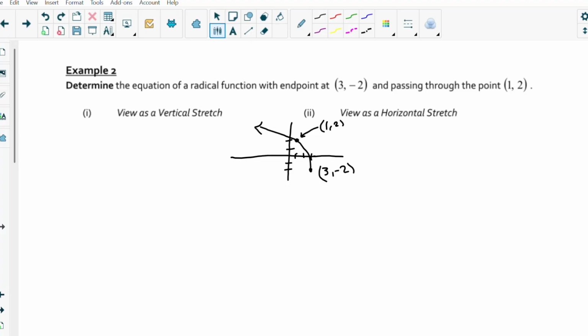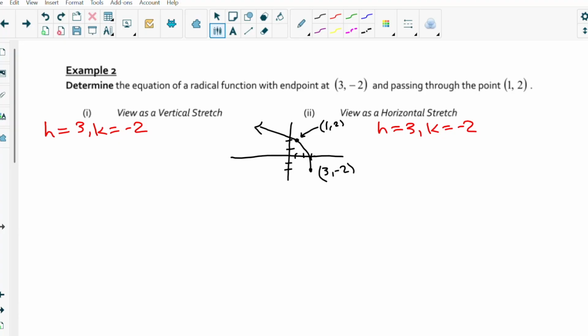Determine the equation of this function viewed as a vertical stretch. Okay, remember the endpoint determines the h and the k value. So right away I know h equals 3, k equals -2. That's my endpoint. So h equals 3, k equals -2. So let's set those down right now.